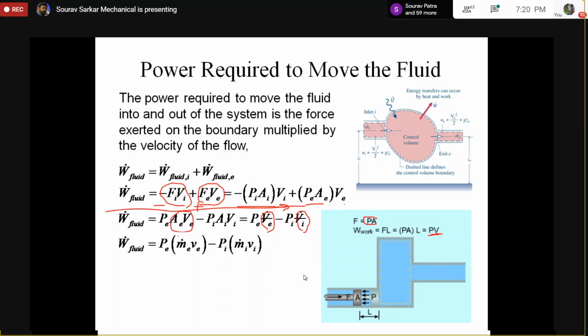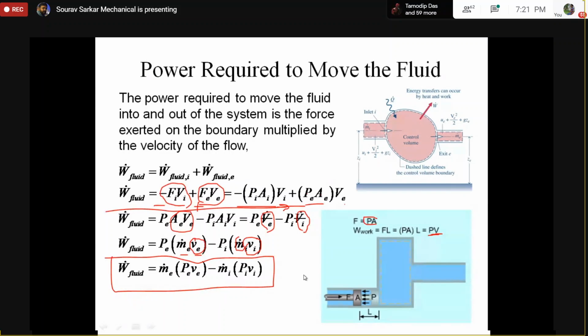I know that I can express this volume flow rate as mass flow rate into the specific volume. The volume flow rate is basically an extensive property, so I can represent this extensive property in terms of some intensive property into the mass. Similarly, here also I can do the same thing, the volume flow rate can be expressed as mass flow rate into the intensive property. So this is my final flow work.